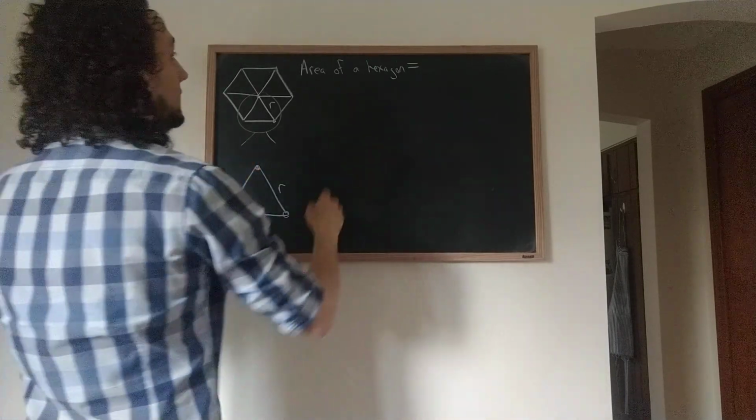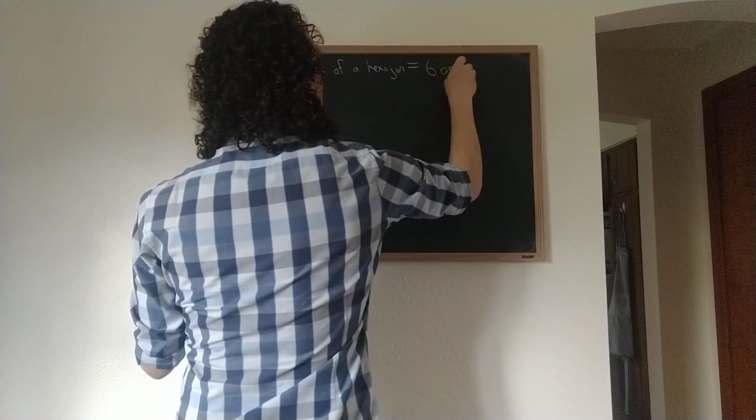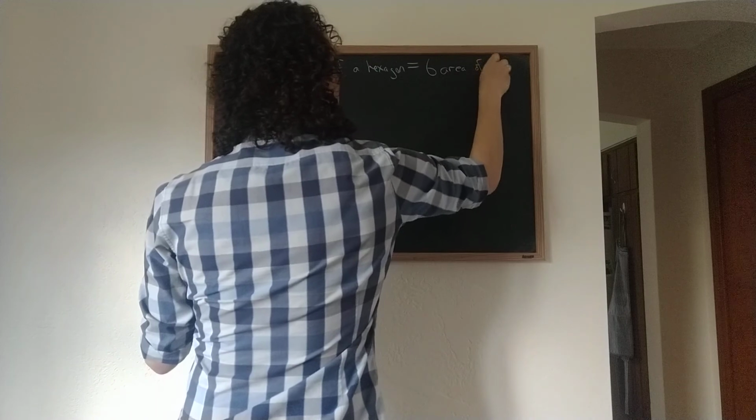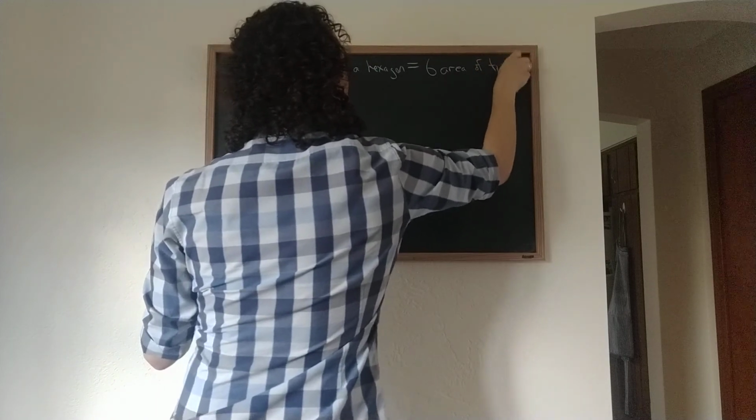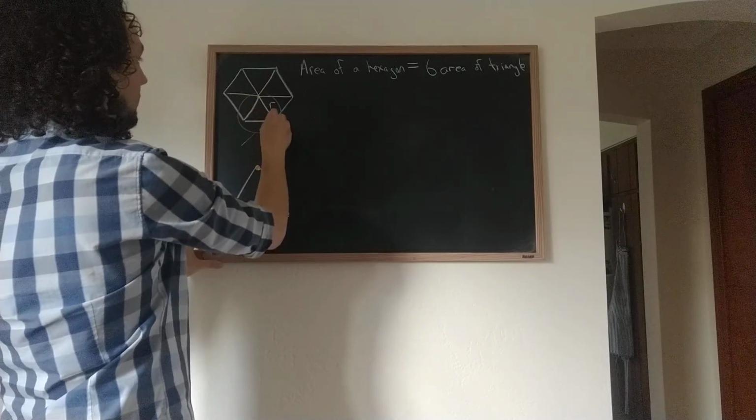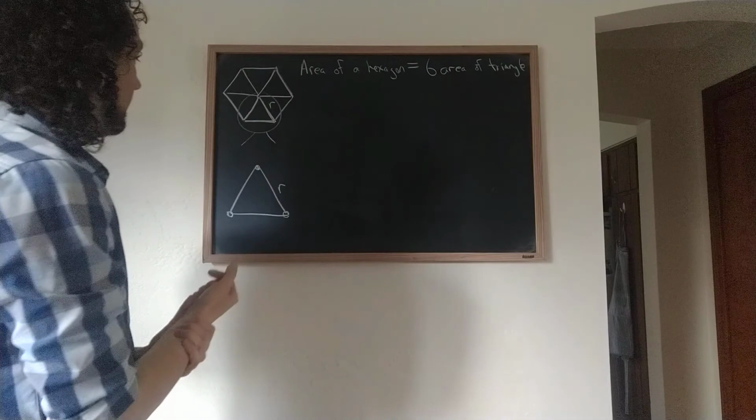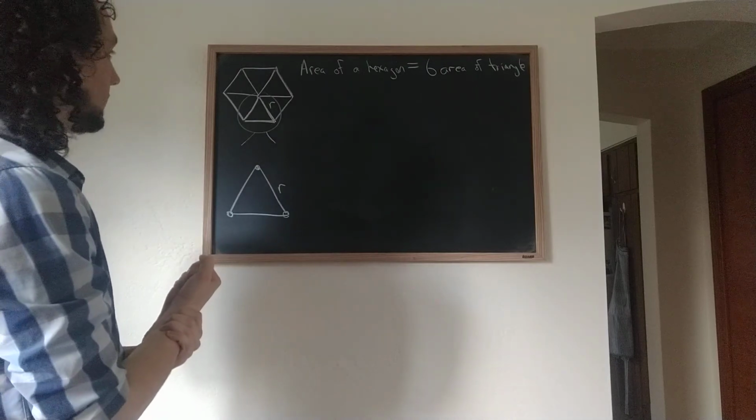then I can see that the area of a hexagon is 6 times the area of this triangle that I drew. This bigger version of this one. So it's 6 times the area of this triangle. So if I can figure out the area of the triangle, I'll be done. Now, how can I figure out the area of the triangle?